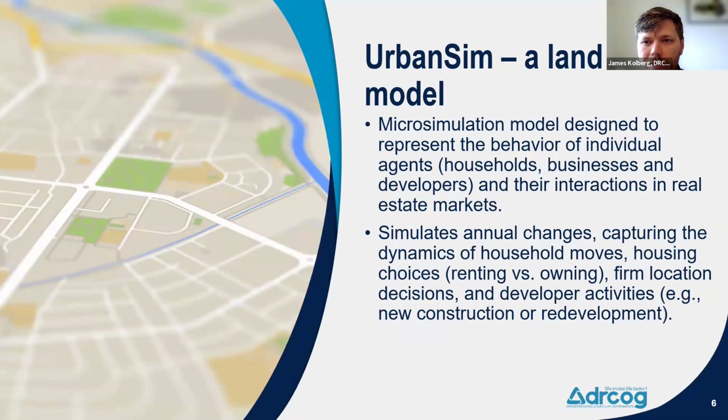So UrbanSim is a microsimulation model, and it's designed to represent the behavior of households, businesses, developers, and sort of model the real life interactions that those different agents would have. And it runs on an annual loop. So we run it annually out until 2050, with, in each of those years, different changes happening between firms and households moving, new households being added into the region and where they're going to choose to locate, new construction, redevelopment, all that kind of stuff.